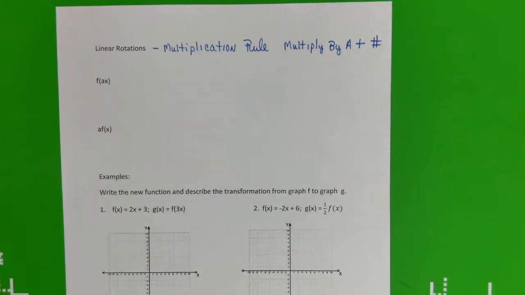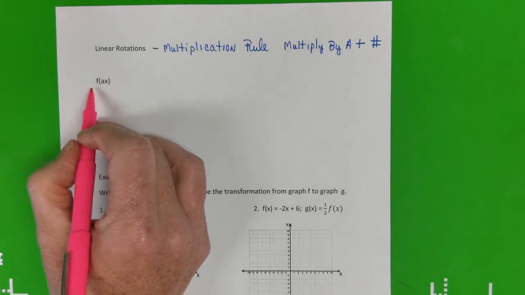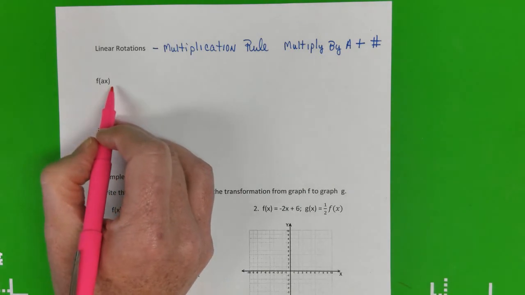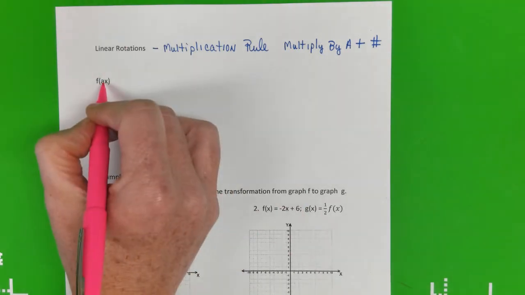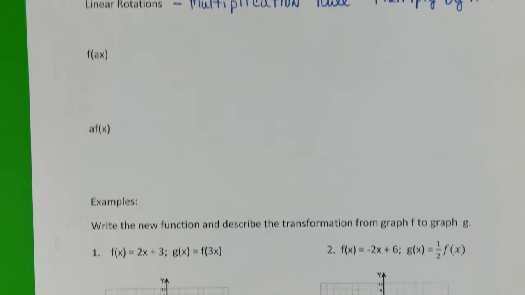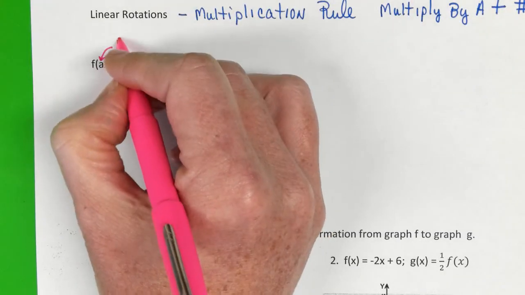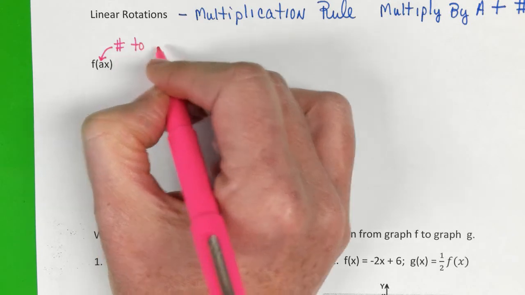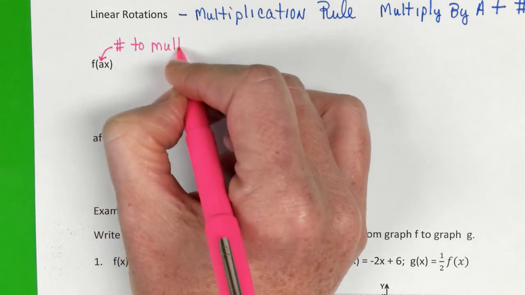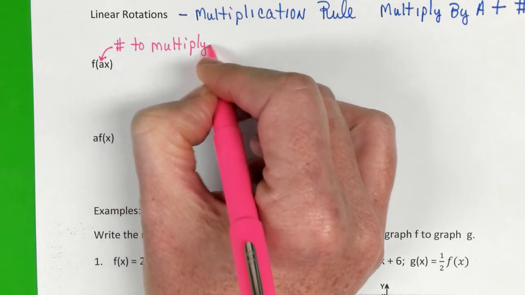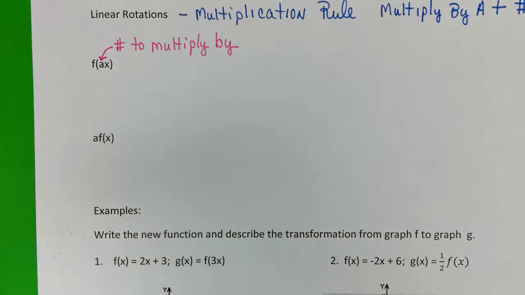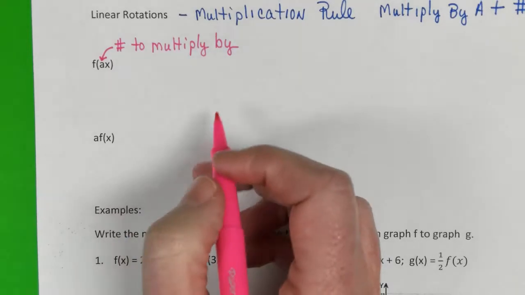Okay? So the first rule, we have f of a times x. The first thing I want to tell you is, remember, the a could be a different letter. It doesn't have to be a. But what that a represents, the a just represents the number to multiply by.